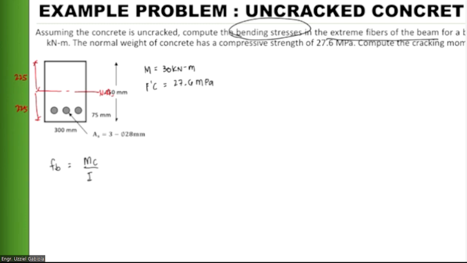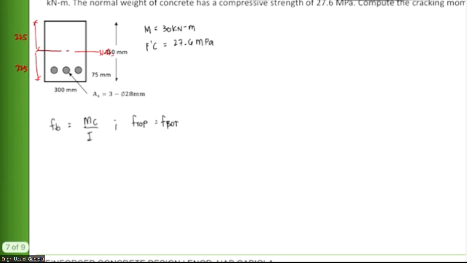So if the distances from the extreme fibers are the same, we will have the same value of bending stress for the top fiber and the bottom fiber. So we can say that our F top and F bottom will be equal. Okay, so let's calculate that.